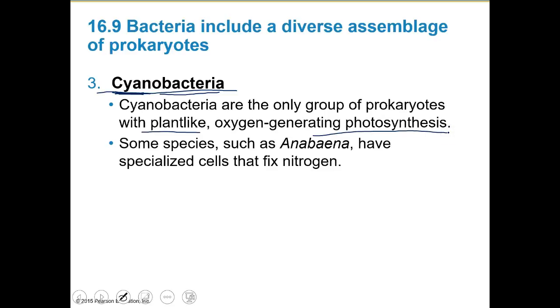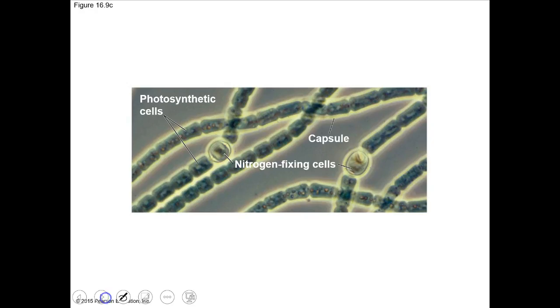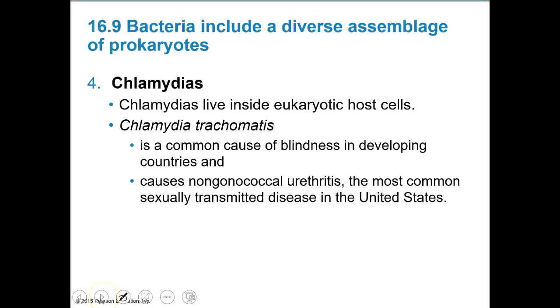So these guys are plant-like, they're oxygen generating, they use photosynthesis. Some species like Anabaena have specialized cells that can fix nitrogen as well. So there's our little example. You can see our little photosynthetic cells working together, and they have these extra nitrogen fixing cells that can make nitrogen available to other species.